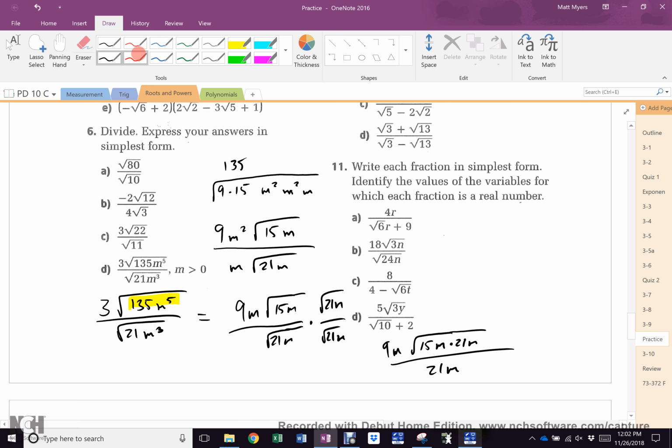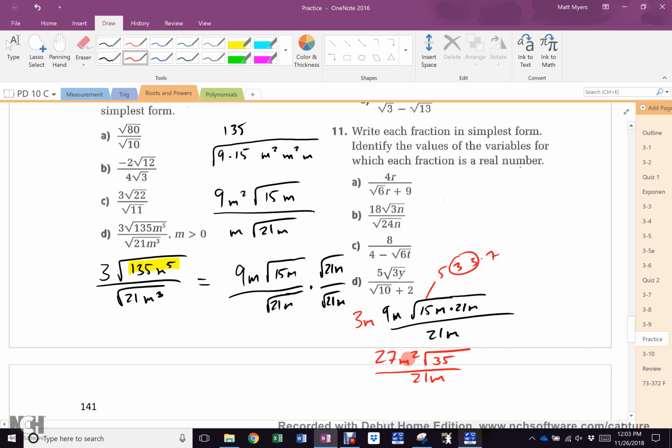Simplify. What's 15? 5 times 3. What's 21? 3 times 7. So what comes out? 3. What's that? Is that a pair? So what comes out? Another m. So I'm bringing out a 3 and an m. What do I have out here? I have a 9 and m, so what do I end up with? 27m squared root, what did I leave under there? 35 over 21m. Now what?